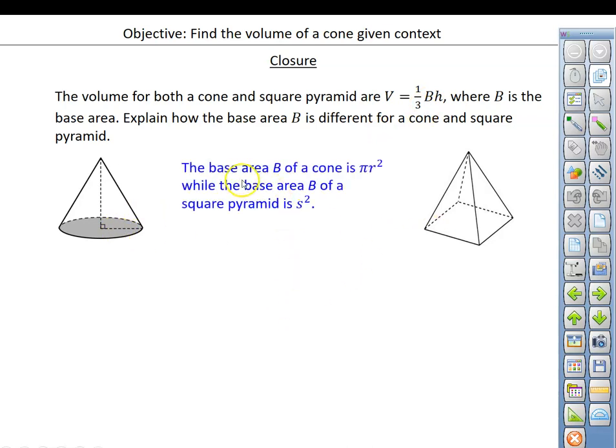So in a cone, we have a circle, so we would use pi r squared for capital B. But in a square pyramid, our base is the square, so we'd use s squared for our capital B.